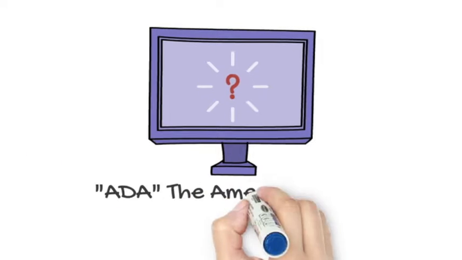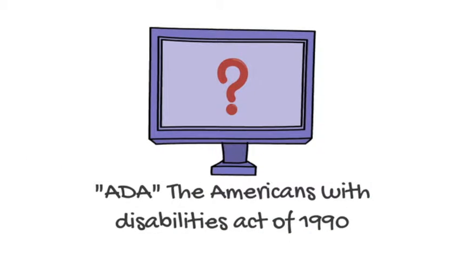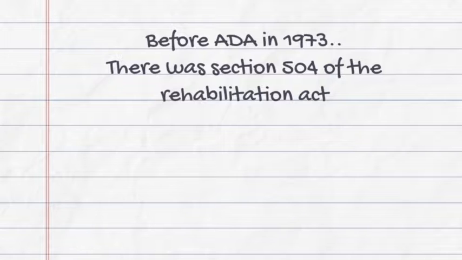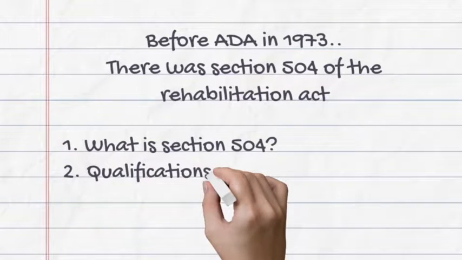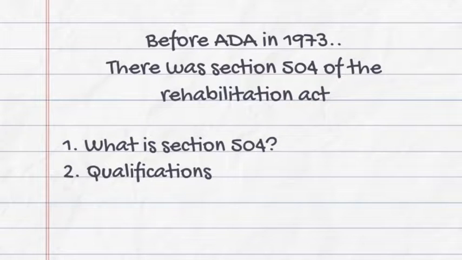In this video, we'll discuss Title II of the ADA, the Americans with Disabilities Act of 1990. Before the ADA, there was Section 504 of the Rehabilitation Act of 1973. The latter is a federal law that bans discrimination against people with disabilities. In the school setting, 504 accommodations refer to simple and inexpensive changes the school must make to allow students with disabilities the chance to succeed in a classroom setting.